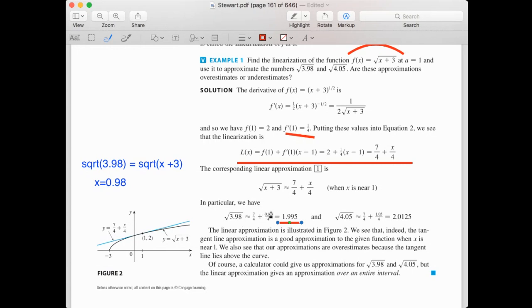All right, so this 0.98 comes from the function, because it's square root of x plus 3. So x plus 3, 0.98 plus 3, that's 3.98. For square root of 4.05, we do the same, right? That's square root of 3 plus 1.05. So x is 1.05. 2 plus 1.05 divided by 4, which is a little bit bigger than 2, but very, very close to 2.